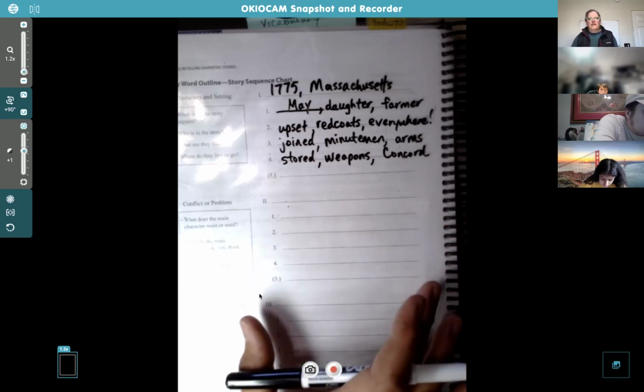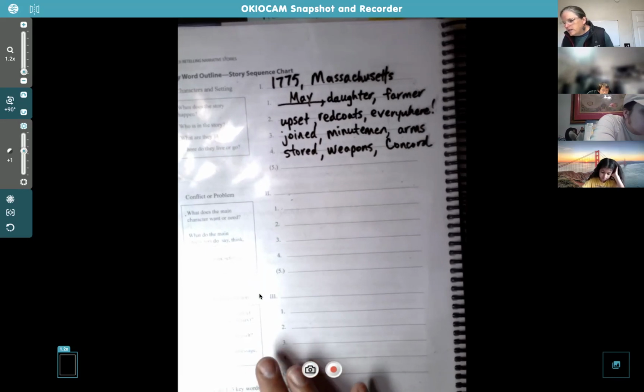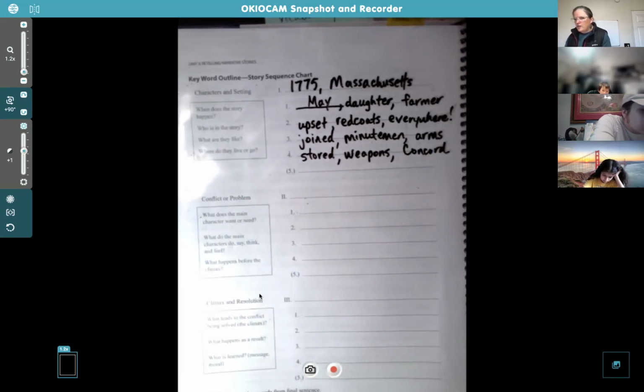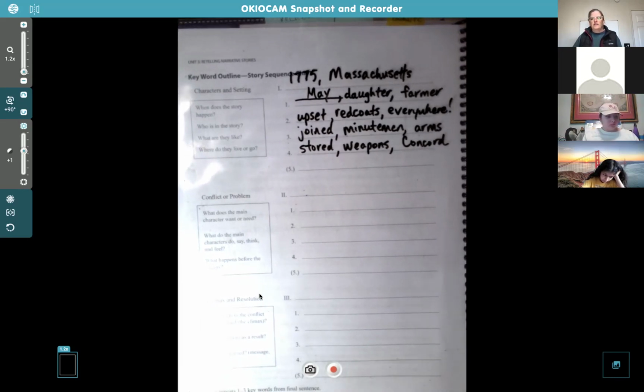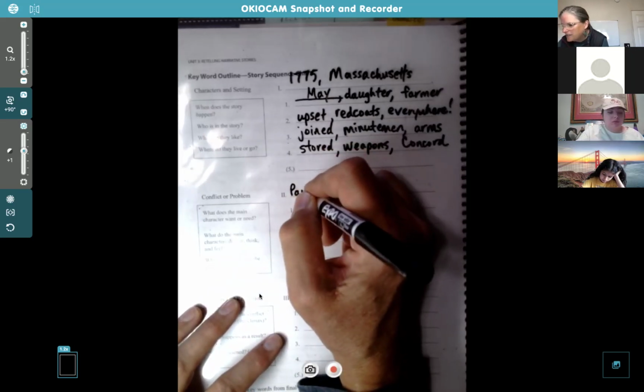The problem starts coming in here, and it says, what does the main character need or want? What does the main character do, say, think, and feel? What happens before the climax? So at this point, who remembers who it was that rode their horse through that area in Lexington saying, the redcoats are coming or the regulars are coming? It's a famous person in history. Paul Revere. Yes, very good. You got it. Paul Revere. Let's put his name here.